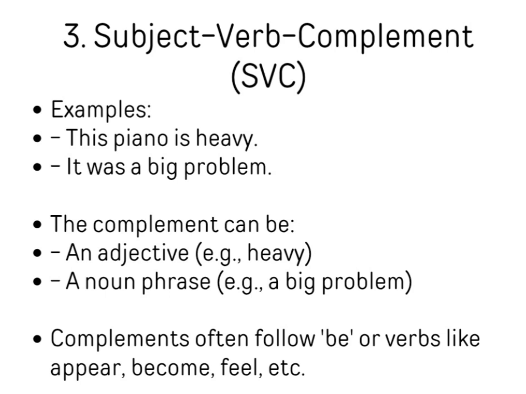The second example is: it was a big problem. It is the subject, was is the verb, and a big problem complements the subject. That is a noun phrase. So we can make a meaningful sentence having an adjective or a noun phrase. To make a meaningful sentence, we need subject, verb, and complement.